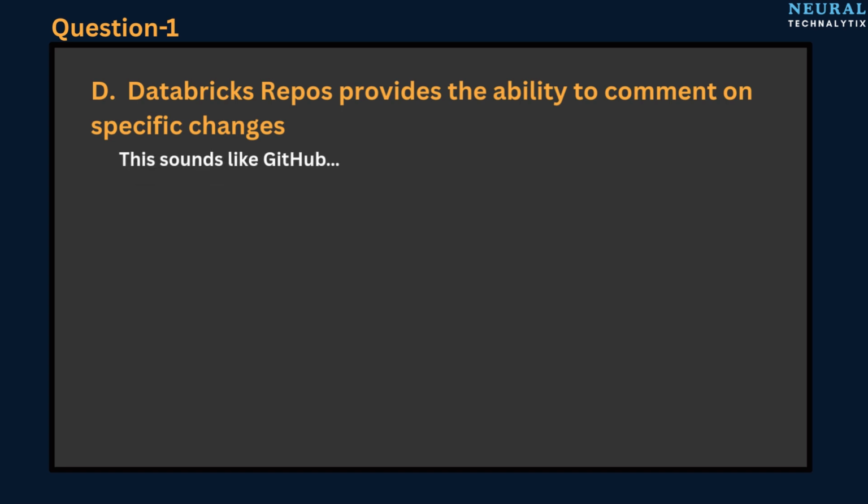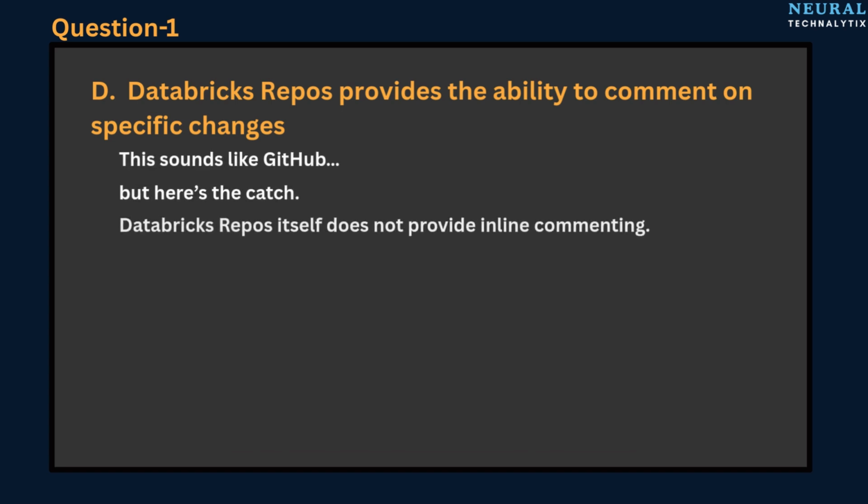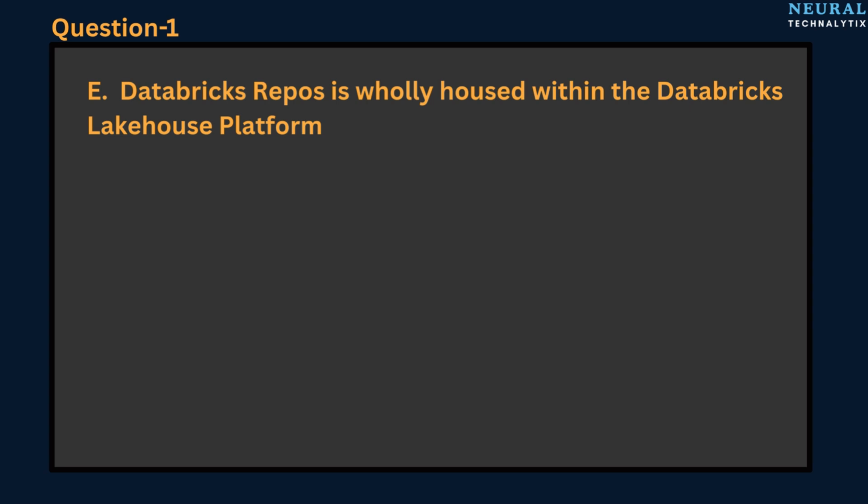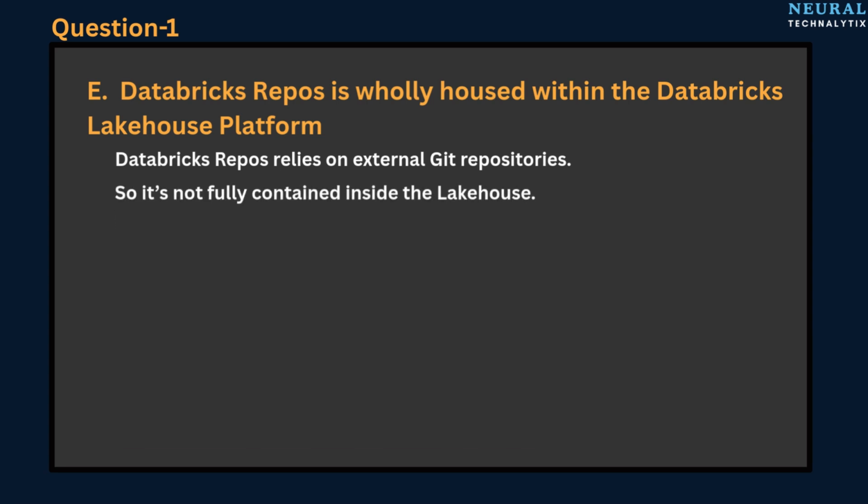Option D, Databricks Repos provides the ability to comment on specific changes. This sounds like GitHub, but here's the catch. Databricks Repos itself does not provide inline commenting. That happens in GitHub, GitLab, or Azure DevOps, not inside Databricks. Option D, eliminated. Option E, Databricks Repos is wholly housed within the Databricks Lakehouse platform. Nope. Databricks Repos relies on external Git repositories, so it's not fully contained inside the Lakehouse. Option E, eliminated.